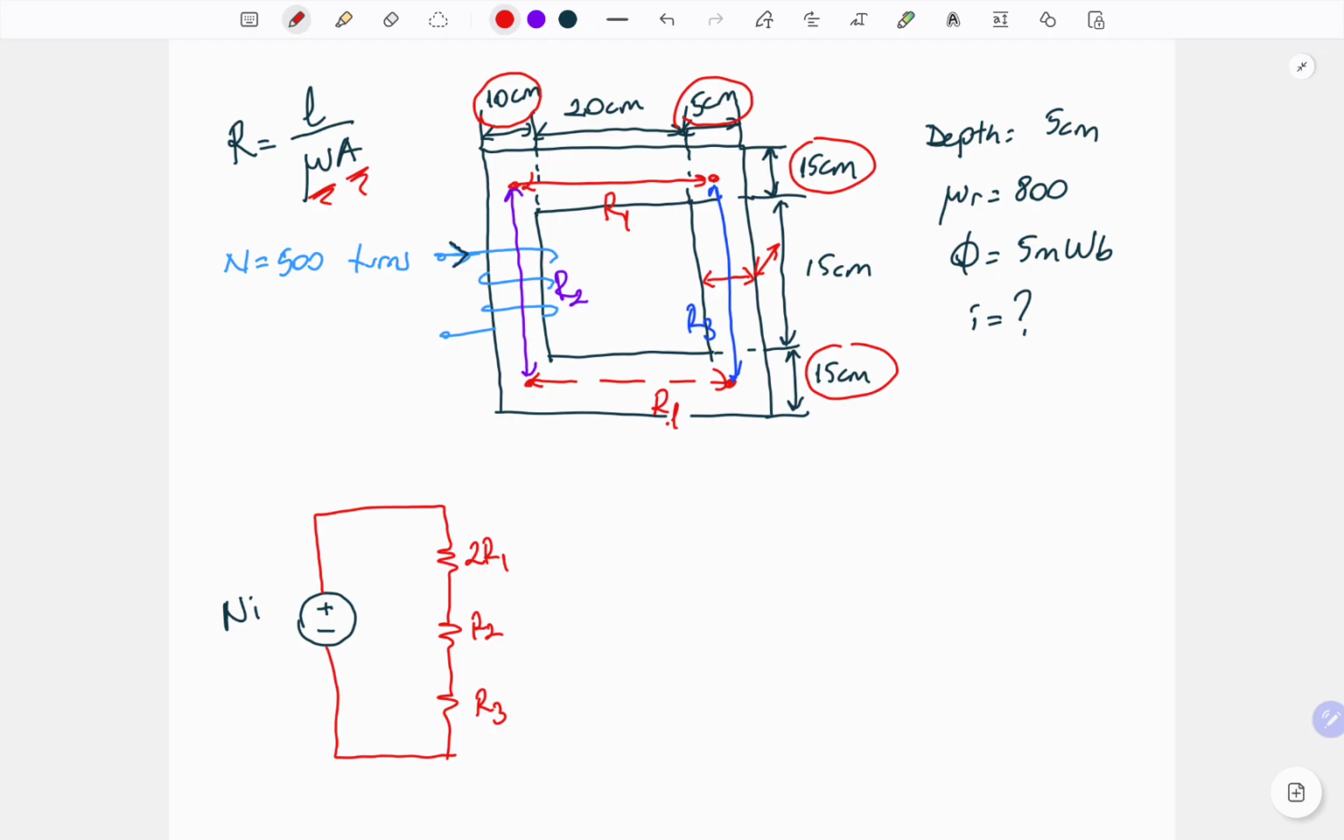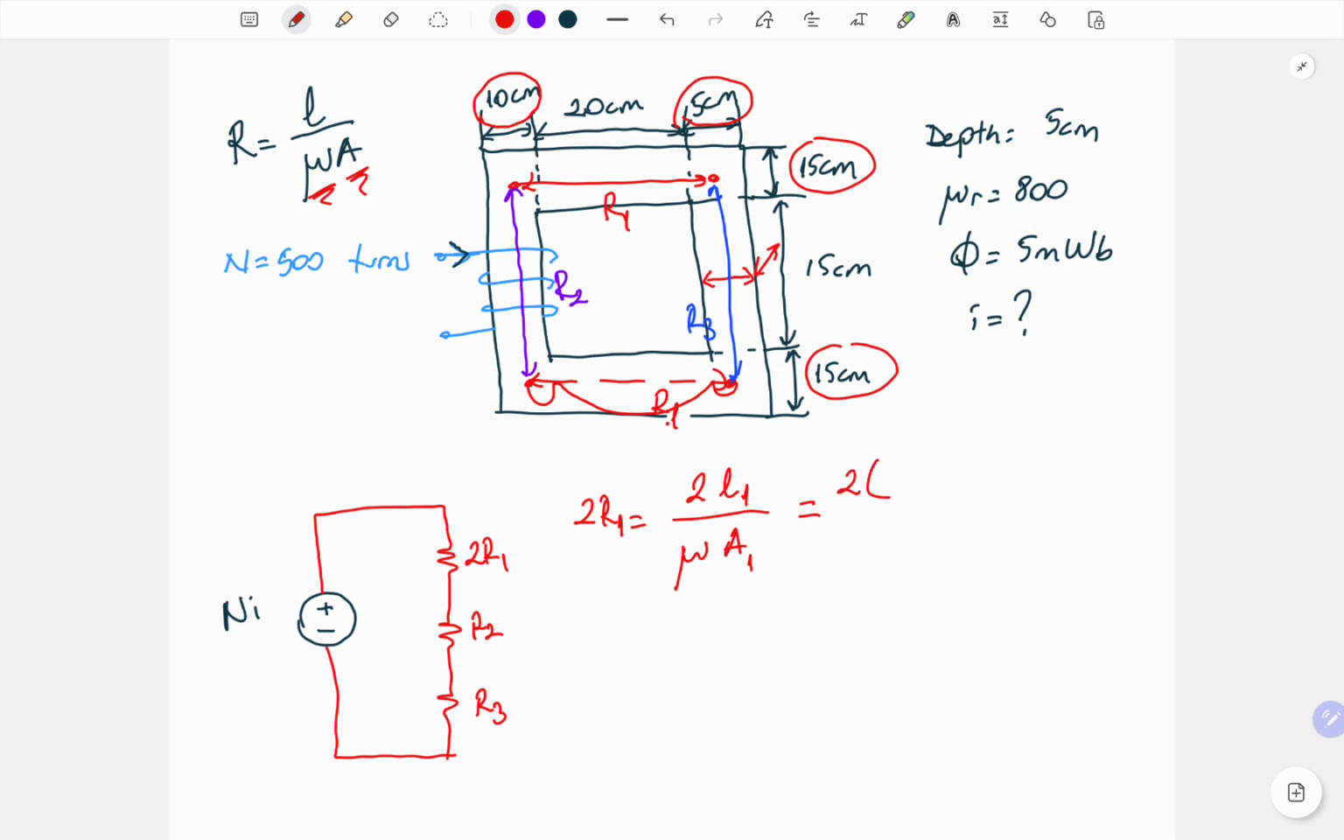So let's start with 2R1, the 15 centimeter width parts of the core. 2R1 must be equal to 2L1 over nu times A. In the calculation of the reluctances, the cross-sectional areas will also be different, so let's call this one A1. What is L1? For the mean path length, we take the dimensions for the legs, but for the corners, we take only half of them. For example, for R1 we have, first of all, 5, which is half of 10. Then here we have 20, and the last one will be 2.5, which is half of 5.